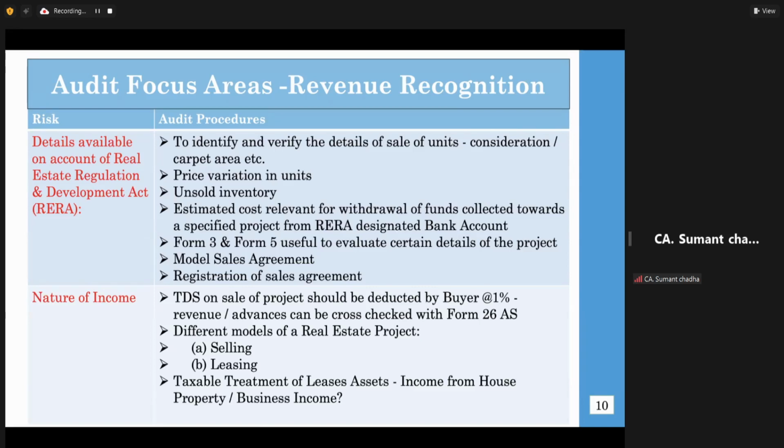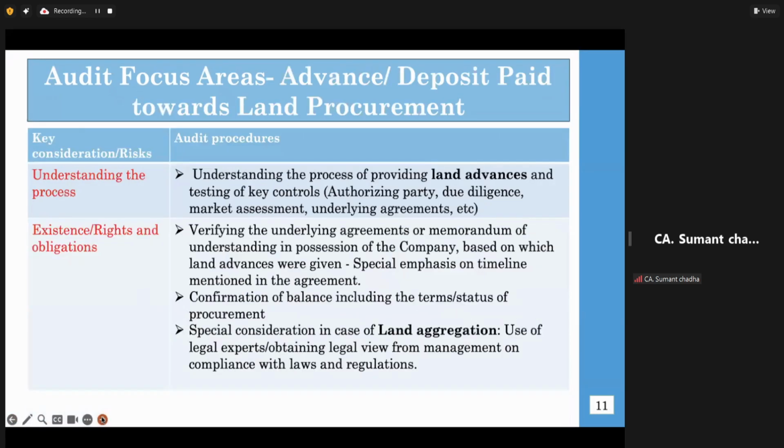Whether 1% has been deducted by the buyer, what has been done, what are the revenue advances, is there a mismatch, what are the models of revenue recognition I'm using, whether it is selling or leasing, lease assets, whether I'm treating it as house property or business property. So there is a lot of action there as well.